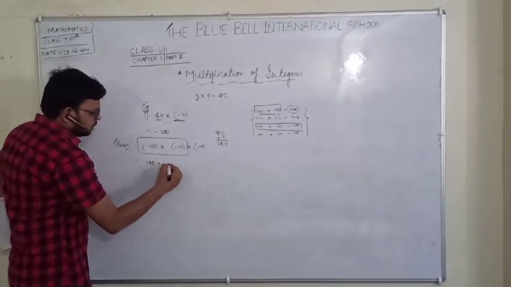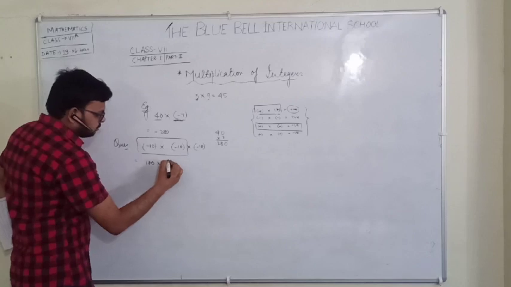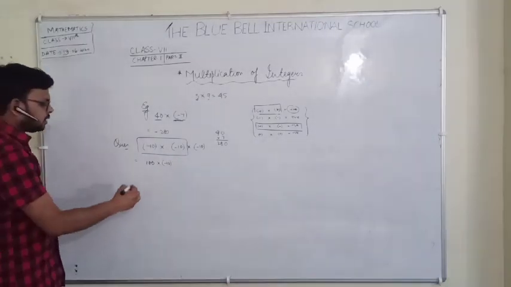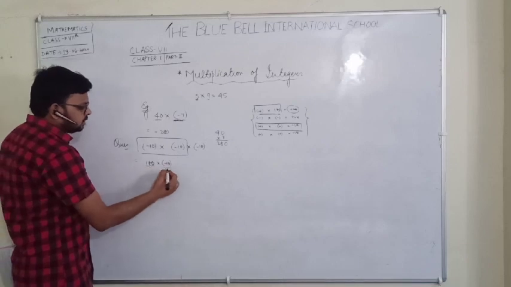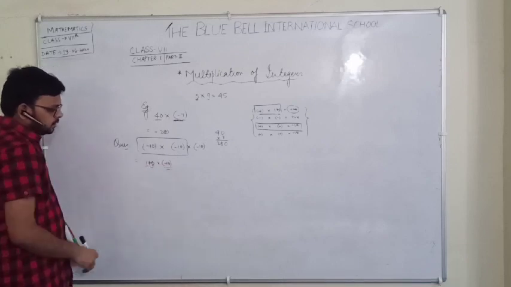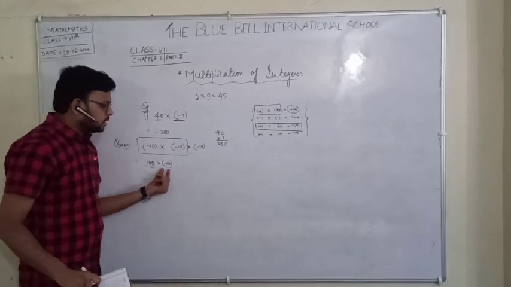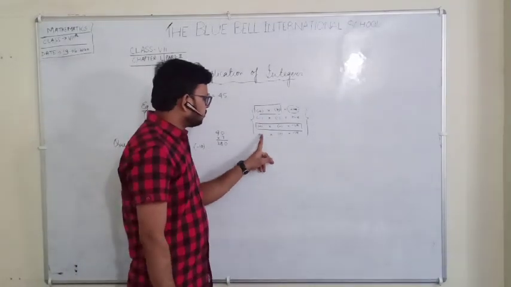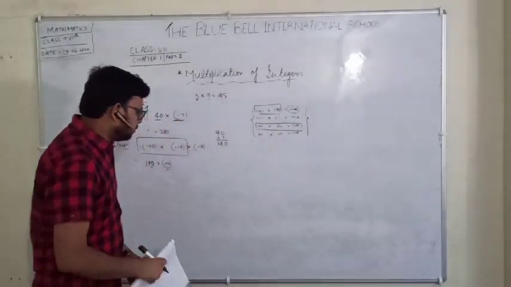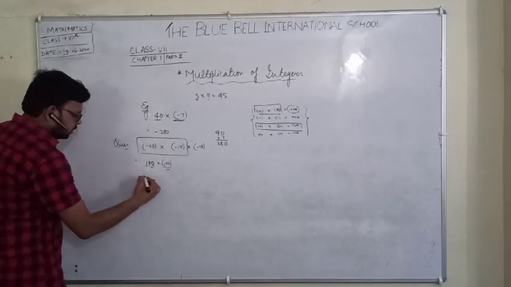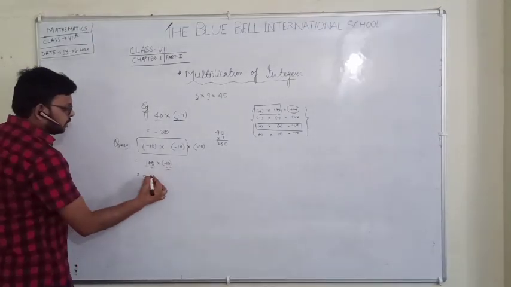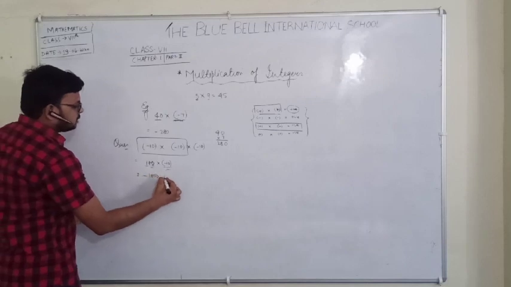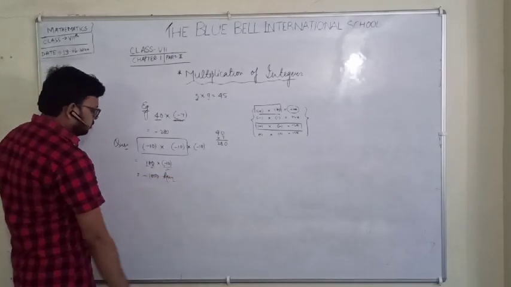Now multiply by minus 10. You have to multiply this number and this number. It is the first number, it is the second number. The first number is positive, the second number is negative, so the answer will be negative. And what is the value? 100 into 10 is 1000, so minus 1000 is the answer.